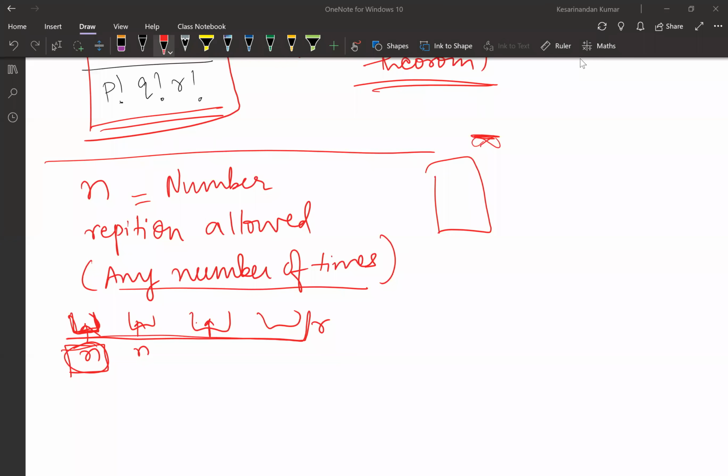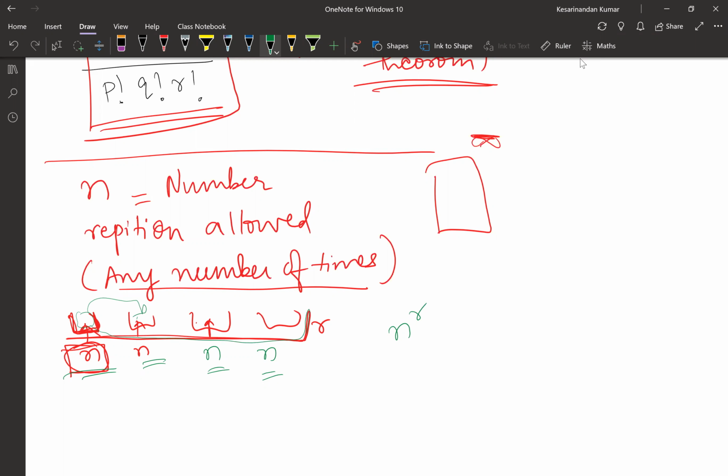Anyone? Any guesses? Try using the multiplication principle. Is it n factorial? n power r. Yes, quite correct. It is n power r. We can fill each box using n number of ways, right? And they are quite related, because whatever I use here, I can also use it here. So it is dependent completely.